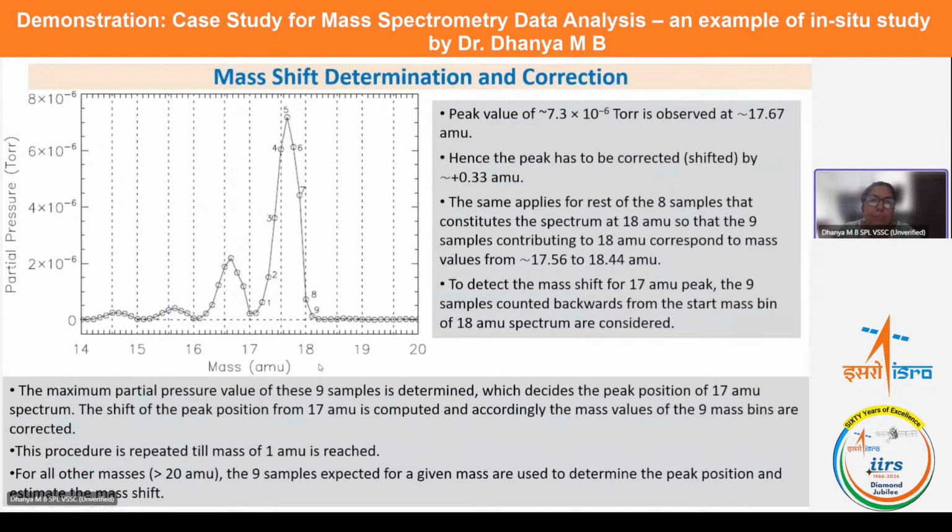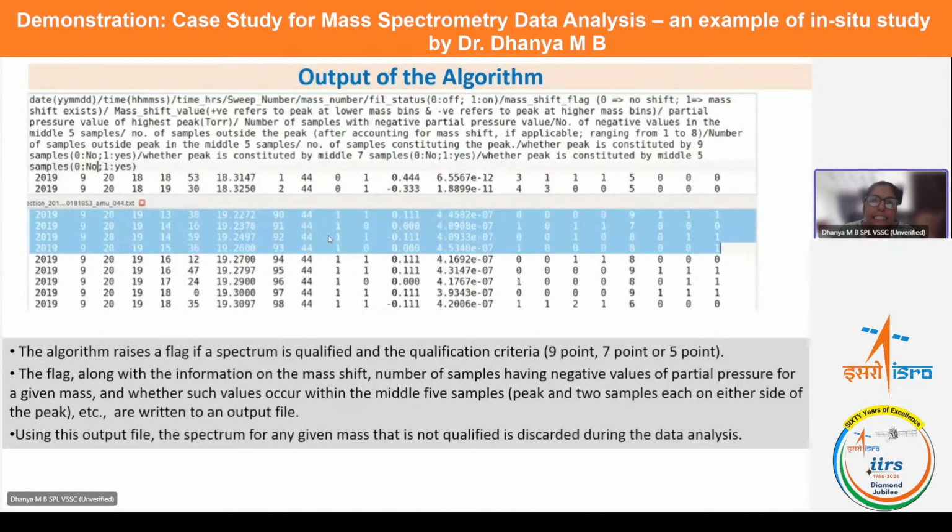First we need to understand how much it is shifted and then correct for it. Then see the quality of the peak, and based on the assessment, raise suitable flags. If all 9 points constitute a good peak, then it will be 9-point qualified. Suppose 2 points are outside this peak, then it is 7-point qualified. Only if a peak is constituted by 5 samples, then it is called a 5-point peak. Generally we use a 7-point qualified peak for detailed analysis. So these are the details of the algorithm.